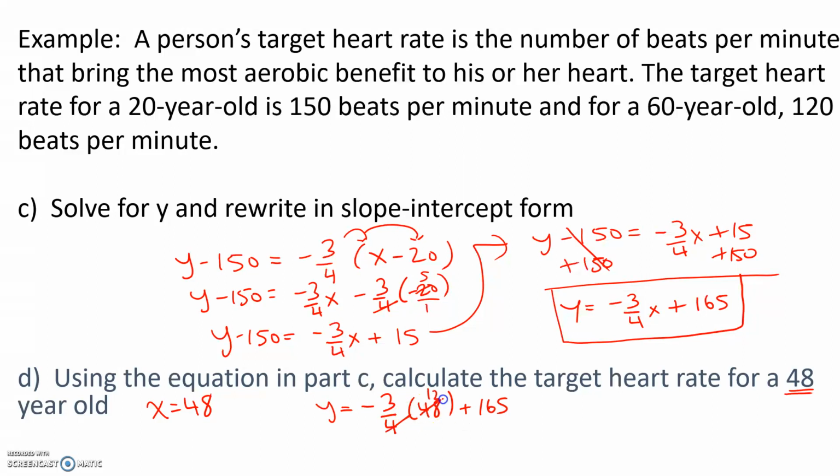4 goes into 48 12 times. Negative 3 times 12 is negative 36, plus 165. Now recall that y represents the heartbeat. So the heartbeat of a 48-year-old should be negative 36 plus 165, which is 129. So the target heart rate of a 48-year-old is 129.